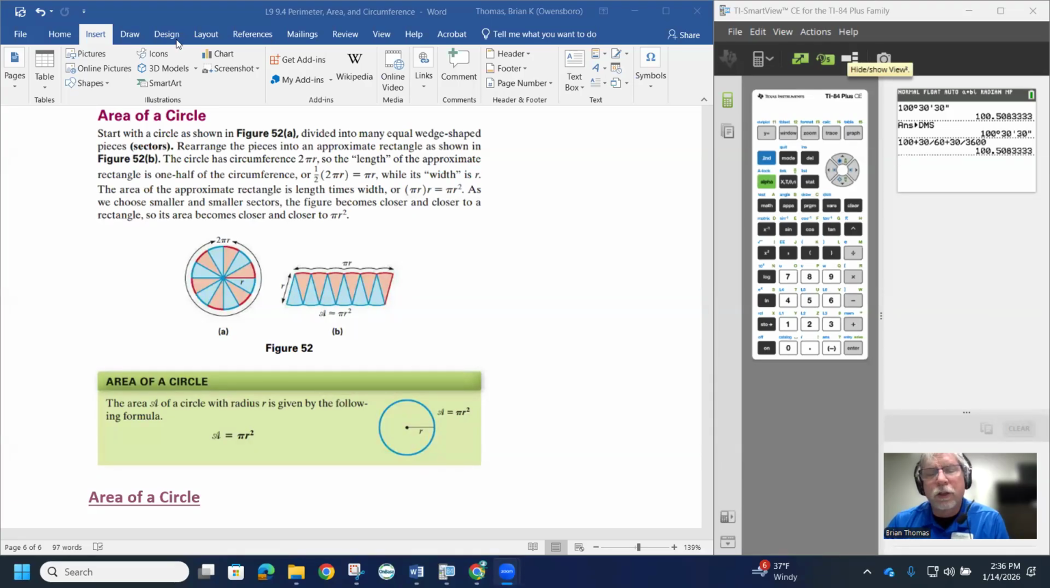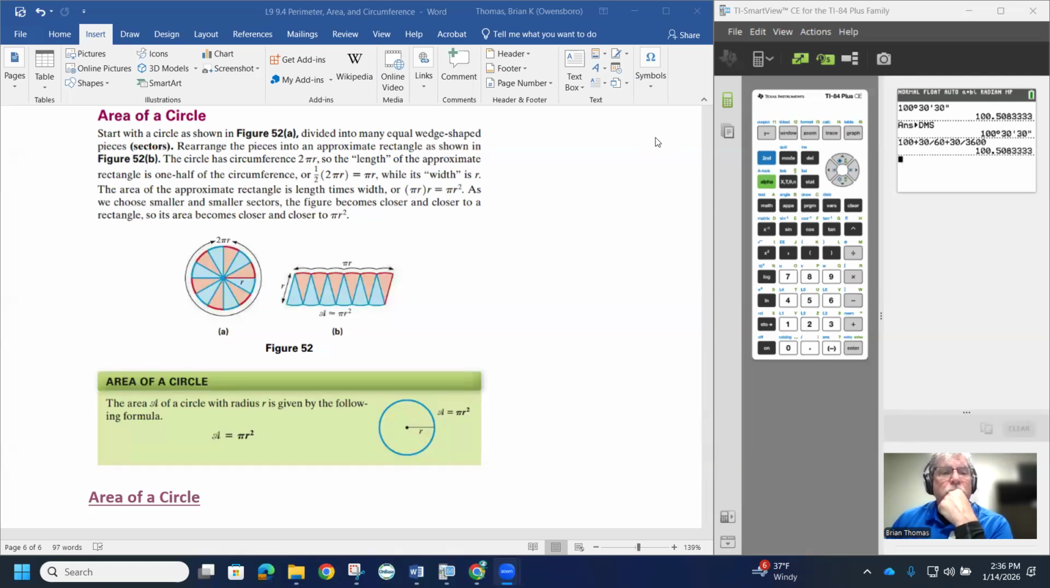So let's look at another thing involving circles. Let's talk about the area of a circle. Remember, area is how many squares are inside a circle. But notice how a circle does not have edges. So it's a little harder to determine the area of a circle since it doesn't have edges.